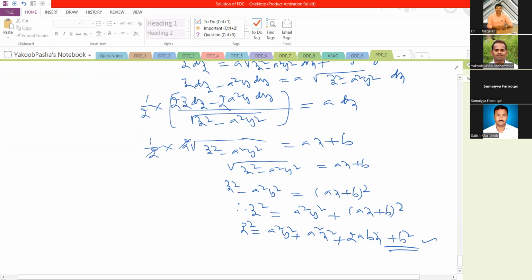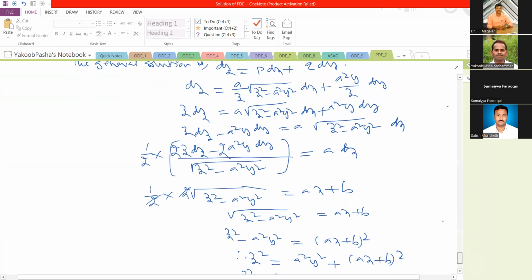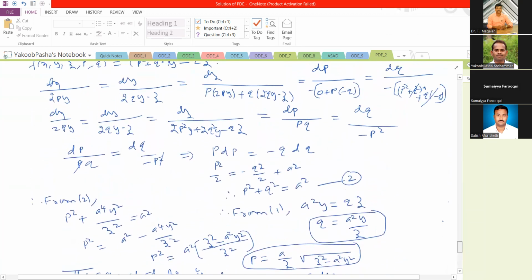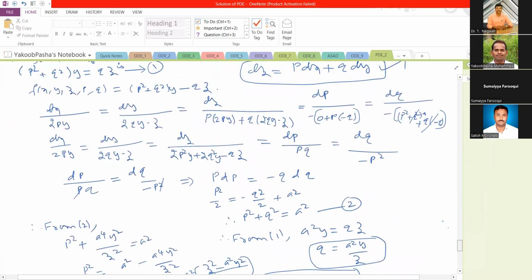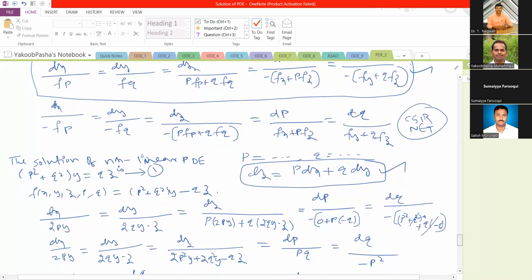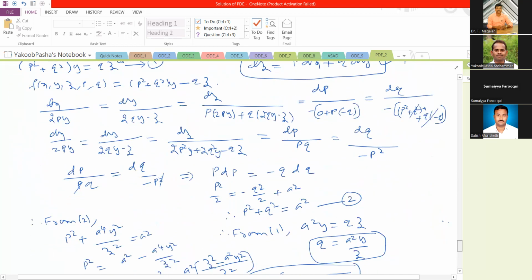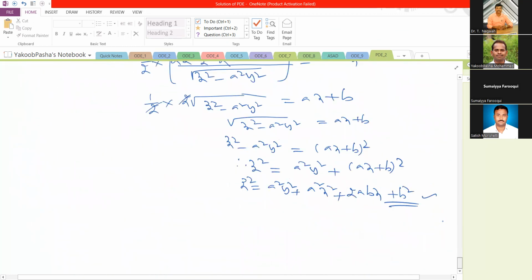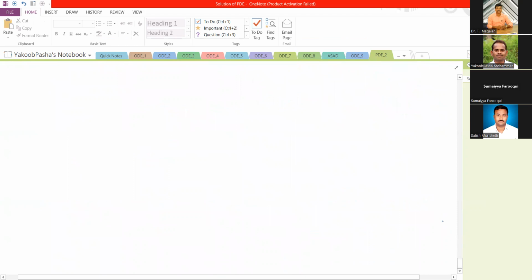I am taking another problem. Is this understood, clear? Any doubts? Just we have to find p and q values and substitute in dz is equal to pdx plus qdy. Okay, after integration we'll get the required solution. I am taking one more problem.